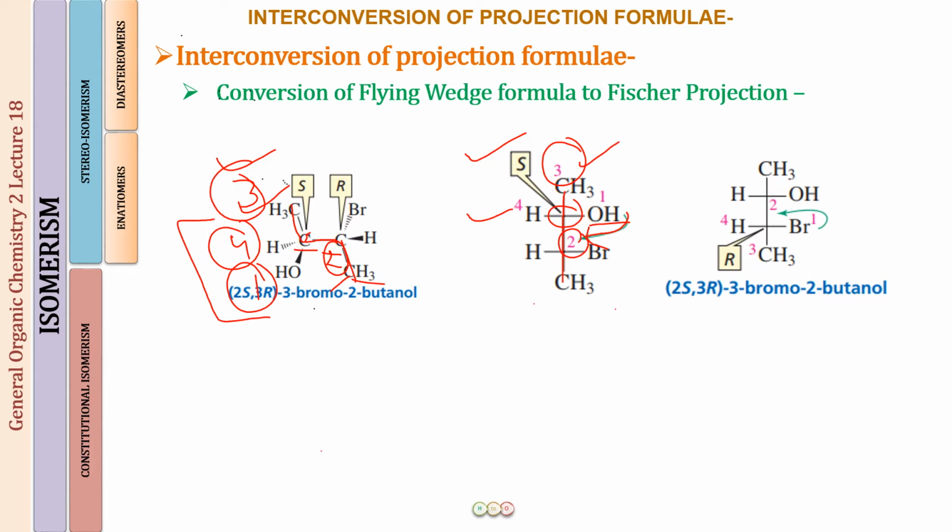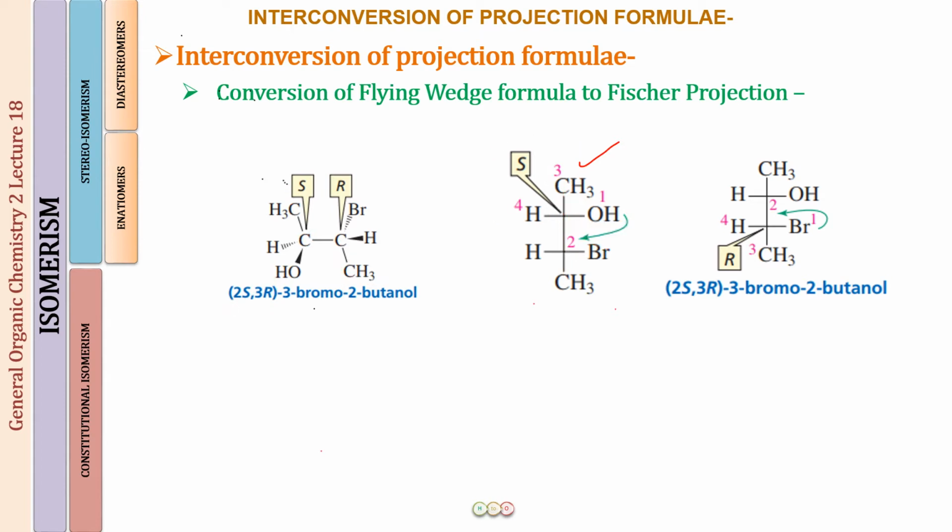Now, as far as the RS system of nomenclature is concerned, we can convert a flying wedge into a Fischer projection. But we can do that more quickly with the trick that I've already told you. And what was that trick? Well, you first have to see your vertical line. So this is the vertical line that we had, and this is what we have made of that vertical line. Fine. So now this is going to be my right side and this is my left side.